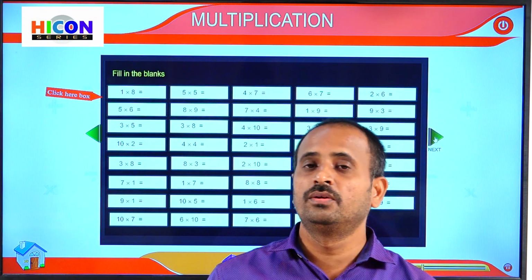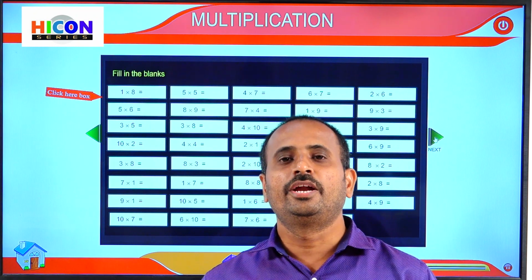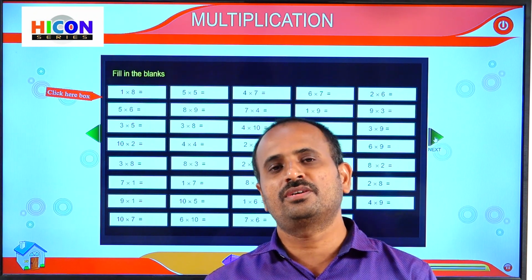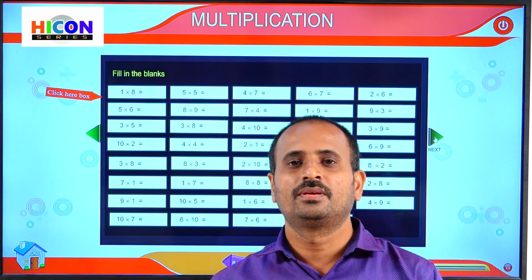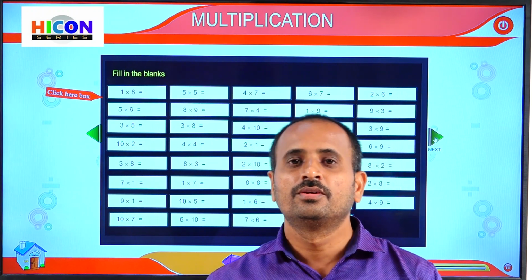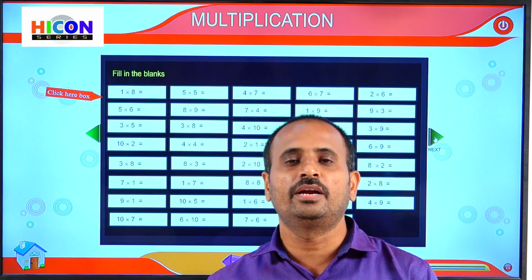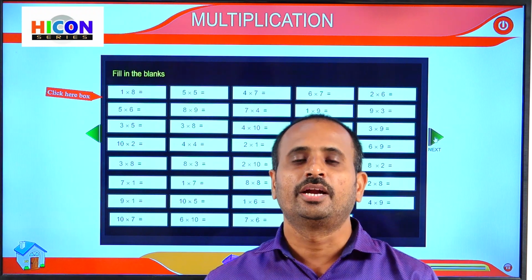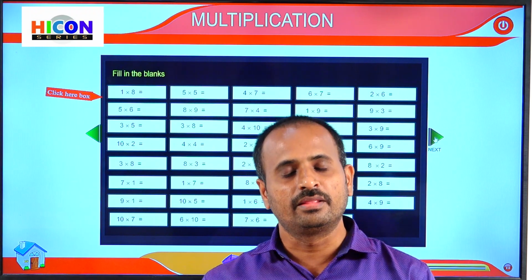Up to now, we have learned what multiplication means and how to multiply two numbers on the number line, and also learned the tables. We have learned the tables from 5 to 10. That is, we have learned the fifth table and how to write the sixth table, the seventh table, eighth table, ninth table, and the 10th table.